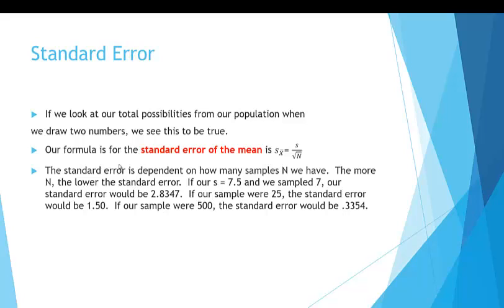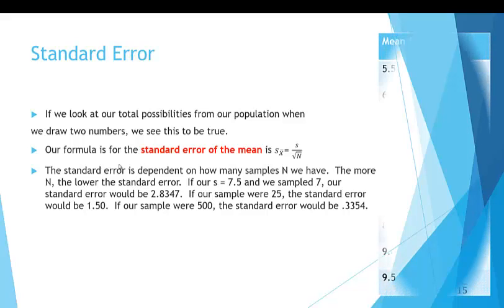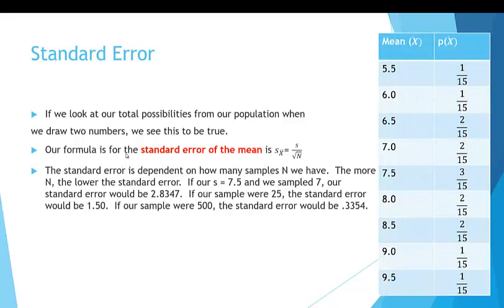So if we look at the total possibilities of our population when we draw two numbers, we saw that this is true. If we drew 1, we saw that we were off. If we drew 2, we saw we got a little bit closer. If we drew all the possibilities, then in reality what we did is we created the normal distribution curve that we could see. So that shows that the central limit theorem is true.